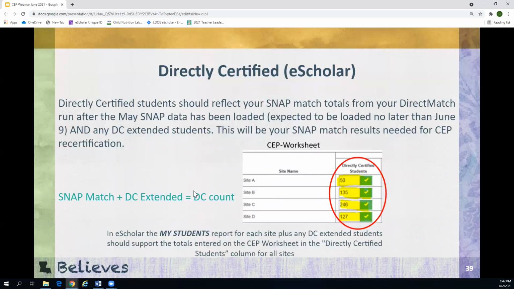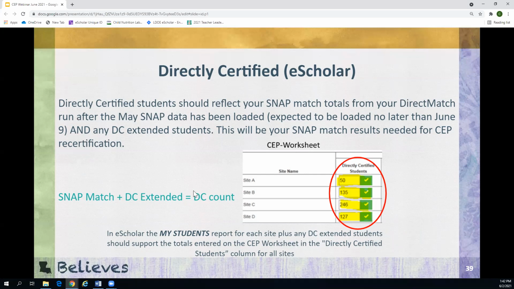So sometimes the question comes, where do we get that direct certification number? These students should reflect your SNAP matches from your direct match run. This is going to be typically any date, but no later than after that May SNAP run. The May SNAP run should be coming in the next week or so, and that would be the last run that could be used for this school year.